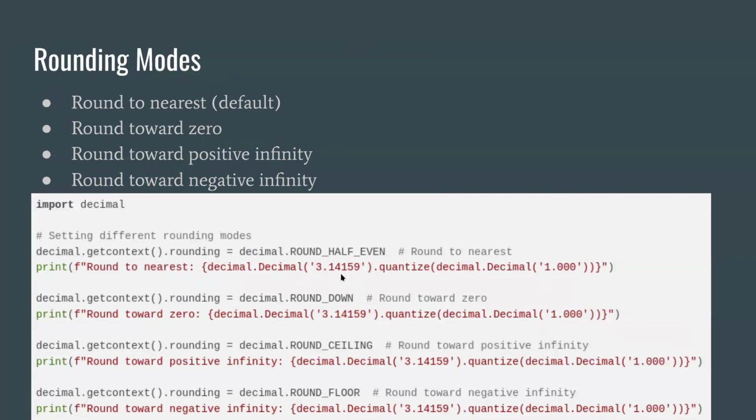And if we look at this Python example, this example demonstrates different rounding modes using Python's decimal module. And each mode shows how the number 3.14159 is rounded to 3 decimal places, illustrating the effects of each rounding strategy.